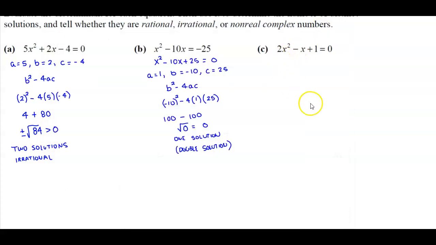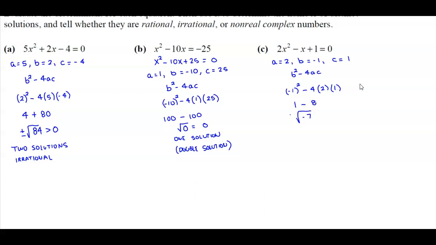So let's take a look at this last example. In this last example, we have 2x squared minus x plus 1. We know the value of A is 2. The value of B is negative 1, and the value of C is positive 1. Again, we're going to plug it into the discriminant, b squared minus 4ac. We know that B is negative 1, and then we're going to square that, minus 4 times the value of A, which is 2, times the value of C, which is 1. Negative 1 squared is positive 1, minus 4 times 2 times 1, which is 8, which gives us negative 7.